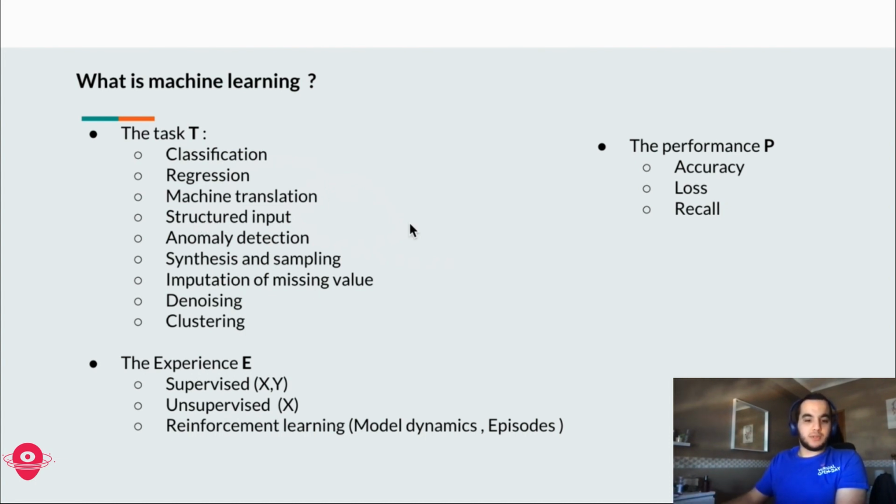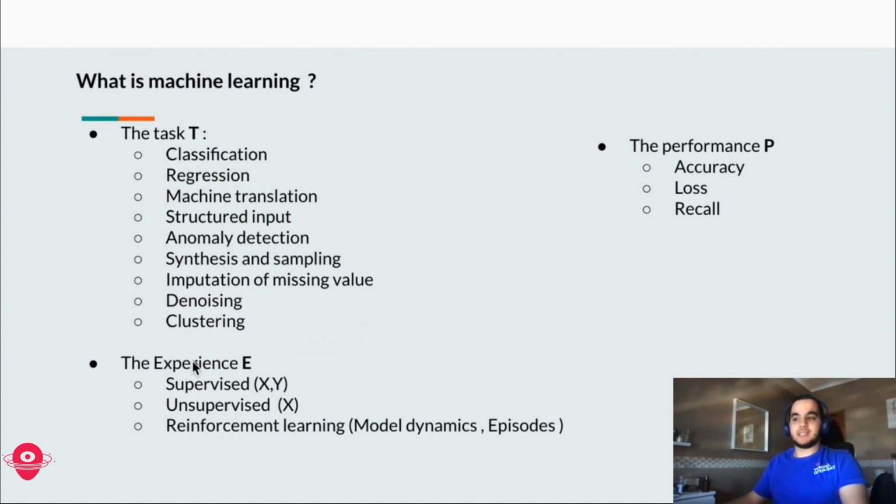You do have things like structuring the input and structuring the data. So it's not just using machine learning to make the final decision. You can use machine learning just to structure the data, so a human can get better insights from it. You have things like anomaly detection, synthesis and sampling, imputation of missing values, and denoising, which is a very important one. And you do have unsupervised tasks like clustering, for example. So this is what machine learning can do.